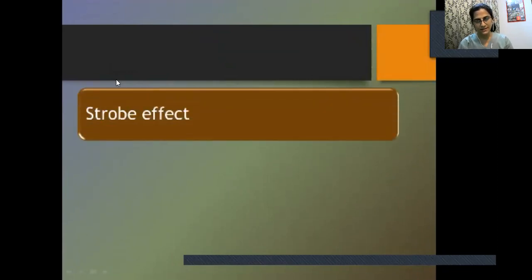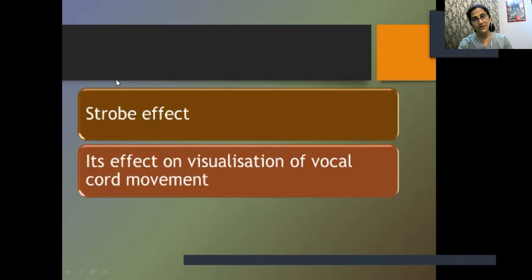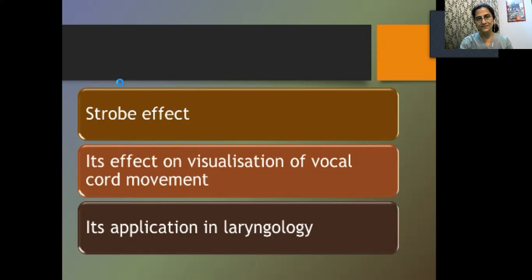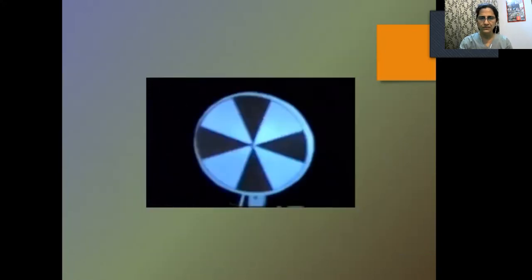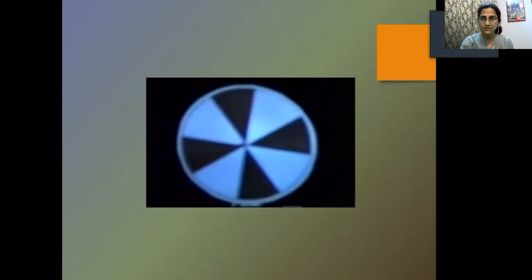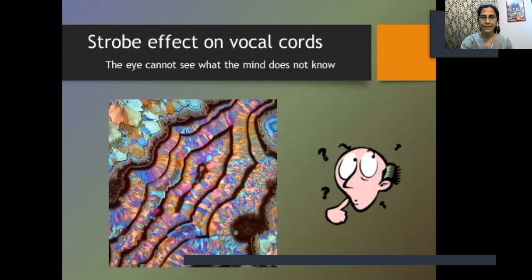So today I'll be discussing the strobe effect, its effect on visualization of the vocal folds and its application in laryngology. If you take a wheel which is moving at a very fast rate, to see with the naked eye, you won't see the individual rotation of the wheel. But if you strike a stroboscopic flashing light at regular intervals, you can see it in slow motion, moving either forwards or backwards, or still, depending upon the rate of flashing of light. So this, in fact, is a strobe effect.